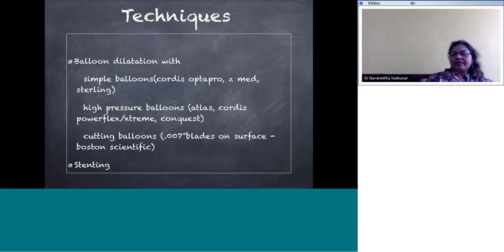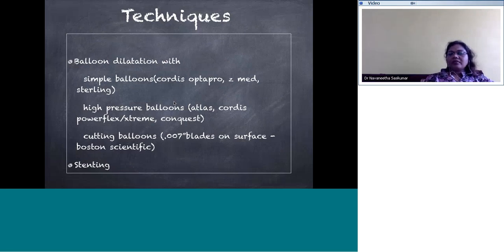So the techniques, essentially, you can do either balloon dilatation or stenting. Balloon dilatation can be done with simple balloons or high pressure balloons. Sometimes for non-yielding lesions, you can score with a cutting balloon. So the cutting balloon has small blades on the surface. So we have to be very careful and very experienced if you are using a cutting balloon.